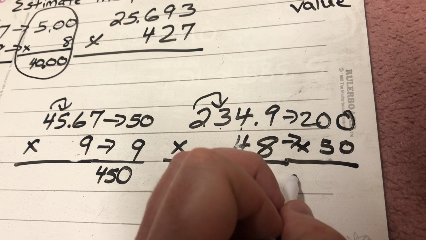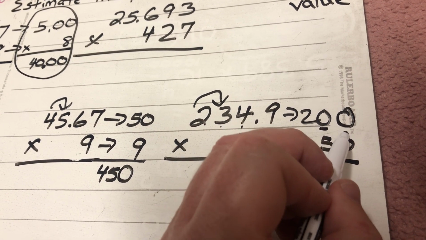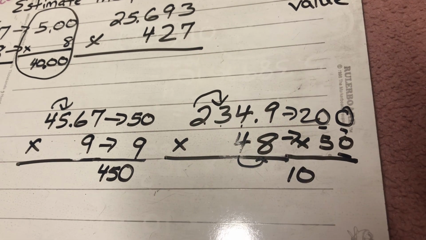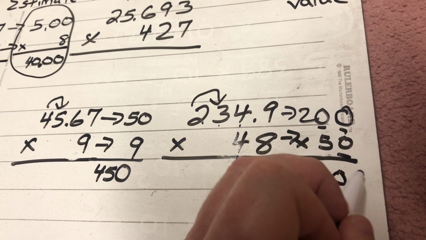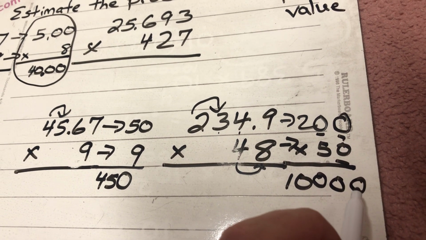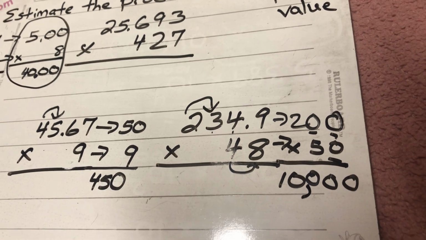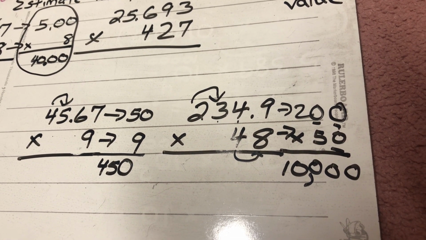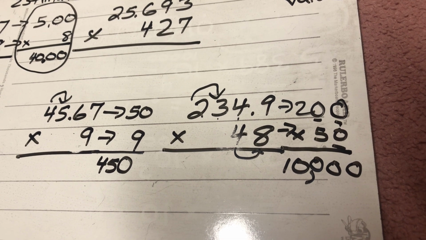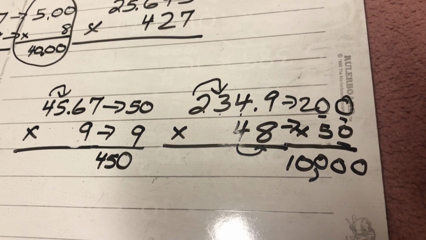2 times 5 is 10. I need to add the 1, 2, 3 zeros that come at the end of my answer. 1, 2, 3. I can go backwards. 1, 2, 3. And then I can put a comma there to separate my 3 zeros.